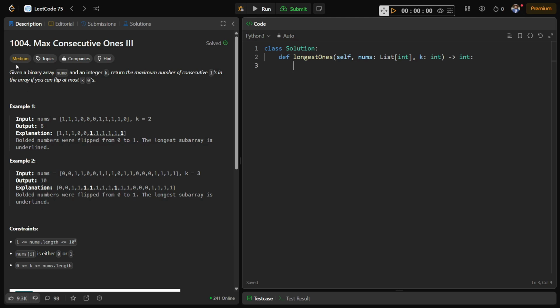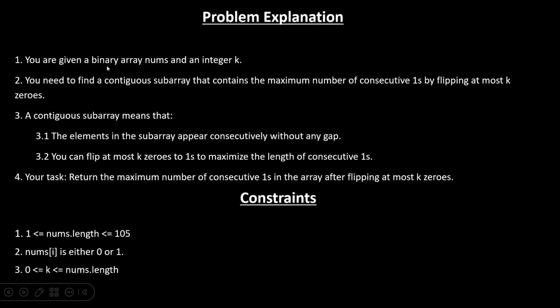Question number 1004. Maximum or max consecutive ones 3. The level of the problem is medium. I will request you to read the question beforehand as I will deep dive into the PPT and explain it in a simpler way. Now let's understand the problem in easiest way possible.